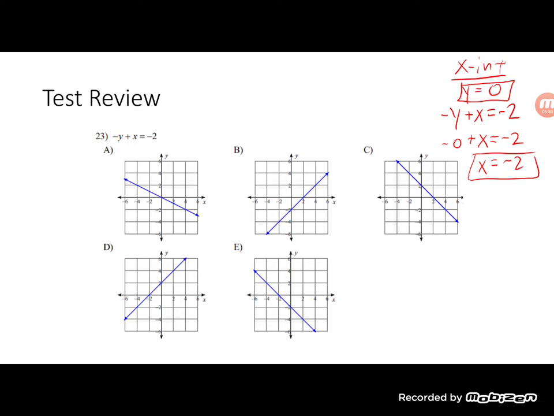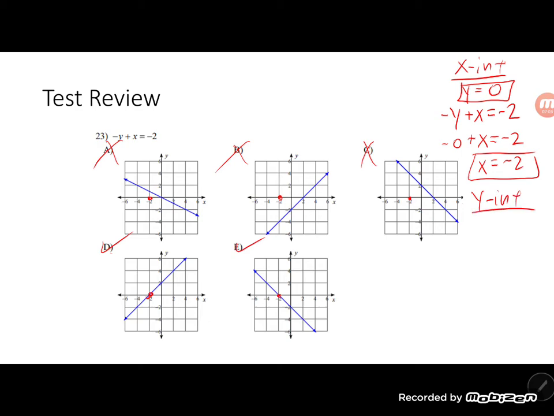So now we can check our options. x equal to negative 2, well that's a no. x equal to negative 2, that's a no. x equal to negative 2, that's a no. And x equal to negative 2, this one could work. And this one could work too. So we are going to have to find out what that y-intercept is going to be.